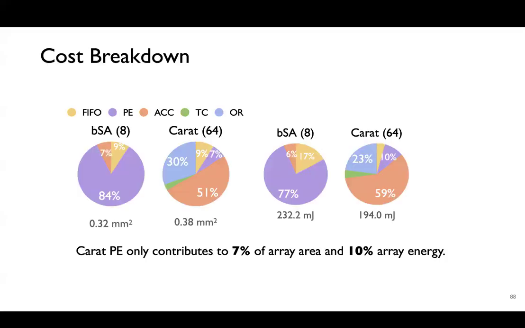And here's a quick recap of our evaluation results. As you can see, this is the cost breakdown. On the left are two pie charts of the area breakdown, and on the right-hand side is the energy breakdown. You can see that the composition of Carat PE is very different from your traditional BSA, the binary systolic array. The PE only contributes 7% of the array area and 10% of the array energy.